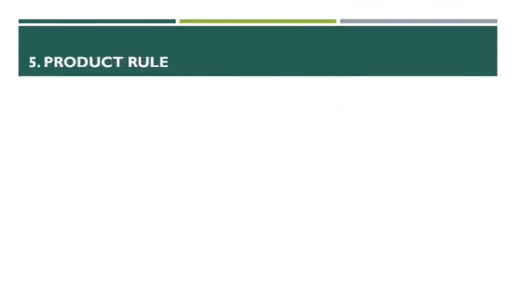Number 5, product rule. So the derivative of the product of the two functions u times v is equal to the function u times the derivative of the function v in terms of x plus v times derivative ng u over dx. So in short, we have u dv plus v du. So minsan dinidisregard na yung denominator na dx. So it's in terms of x naman lagi yun.